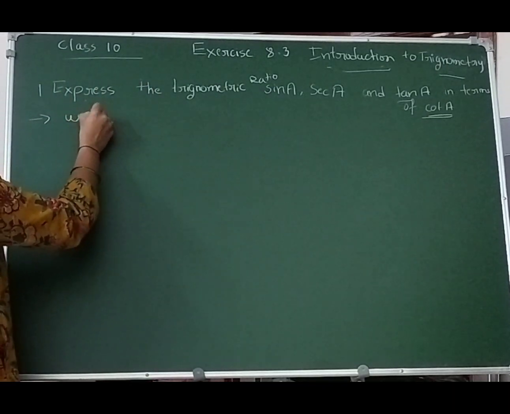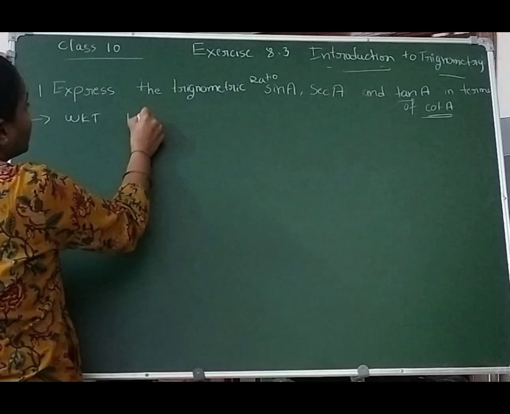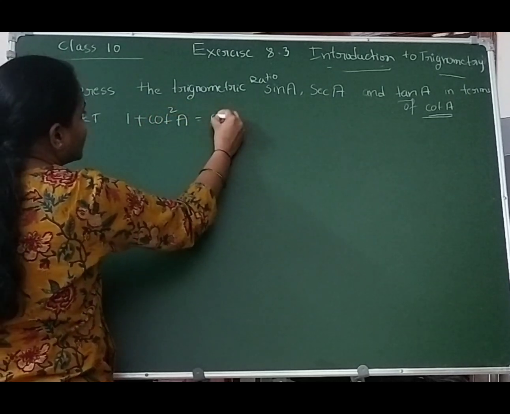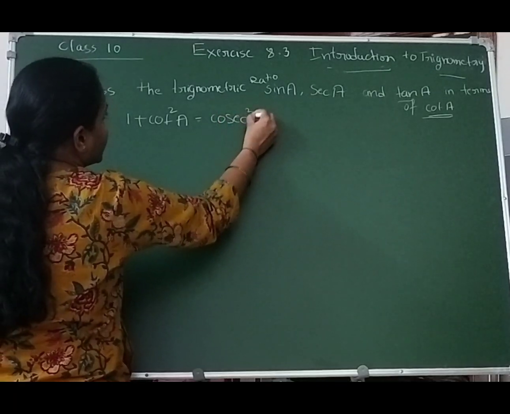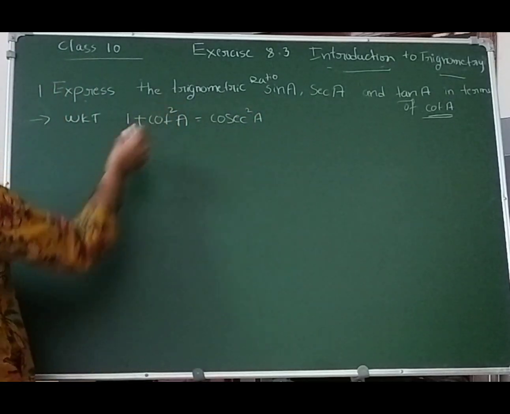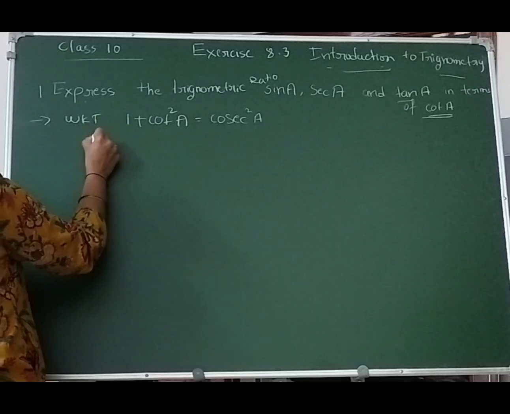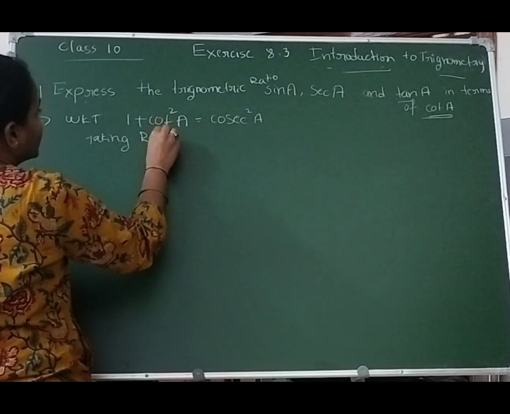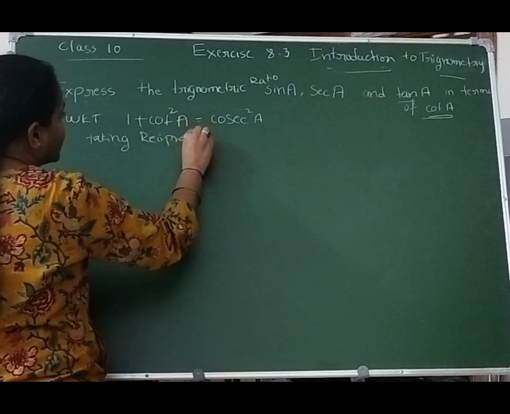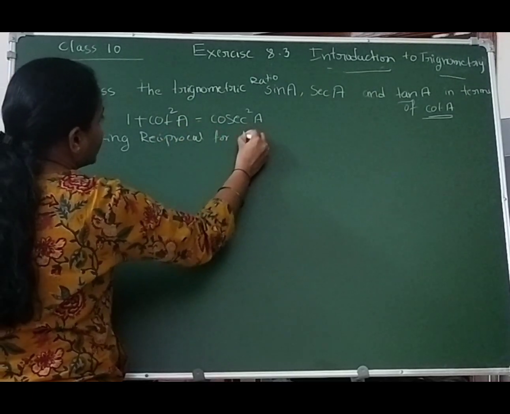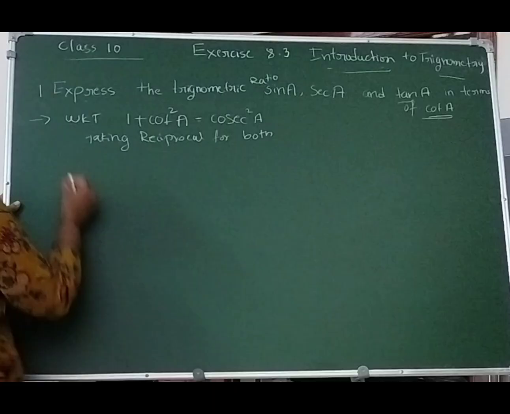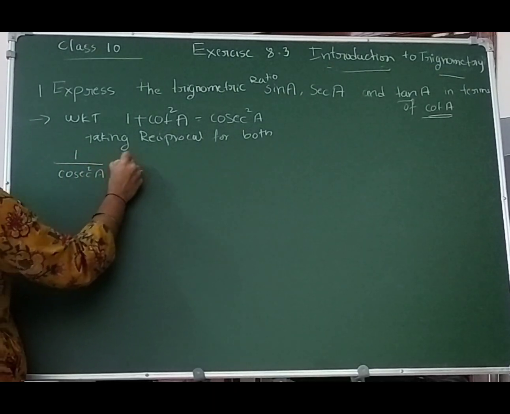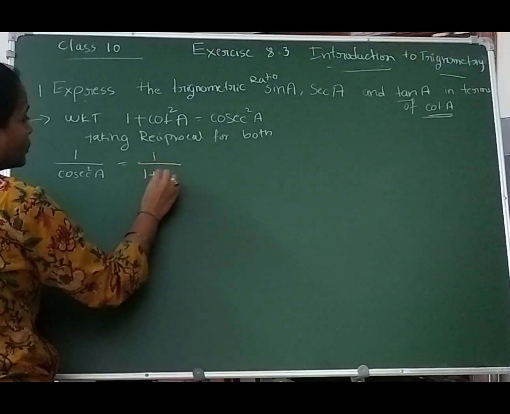We know that 1 plus cot square A is equal to cosecant square A. On rearranging and taking the reciprocal on both sides, we get 1 by cosecant square A is equal to 1 by 1 plus cot square A.